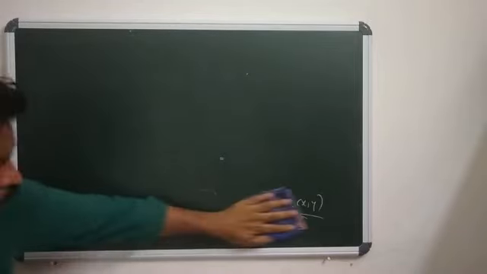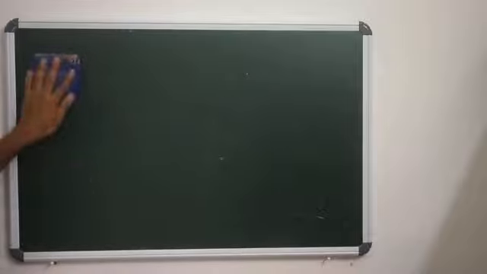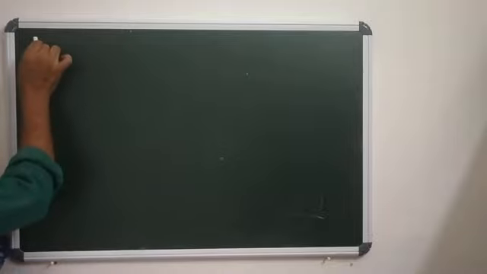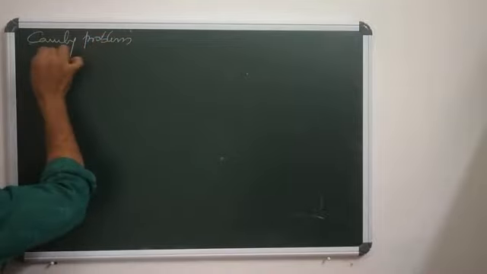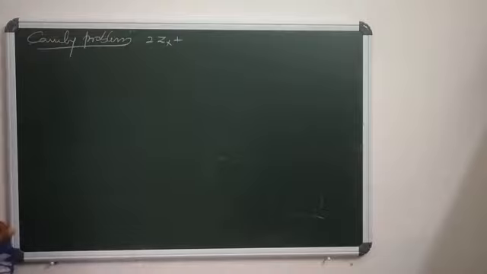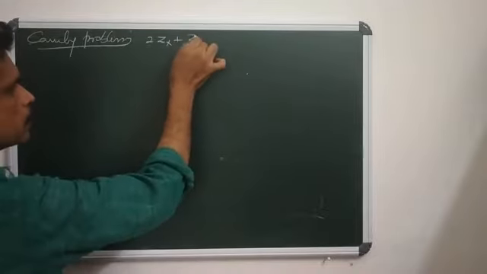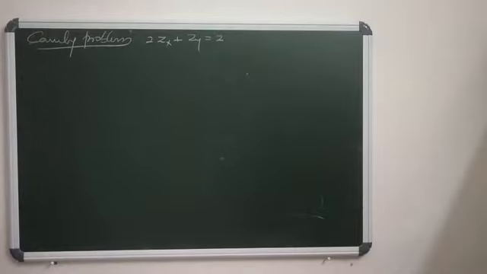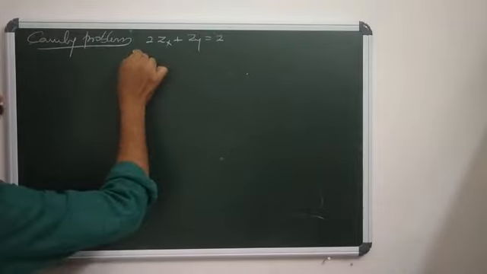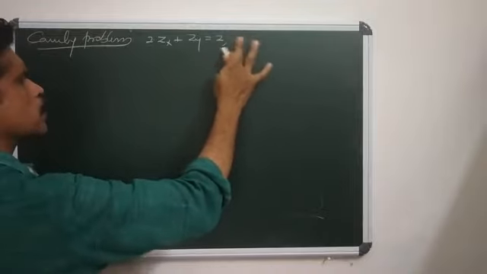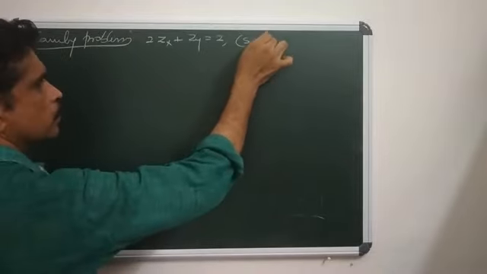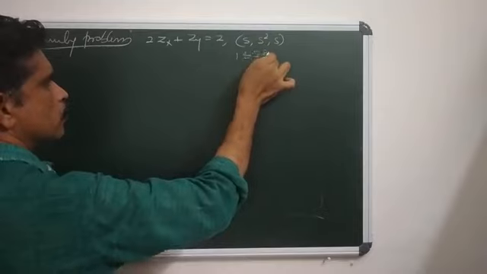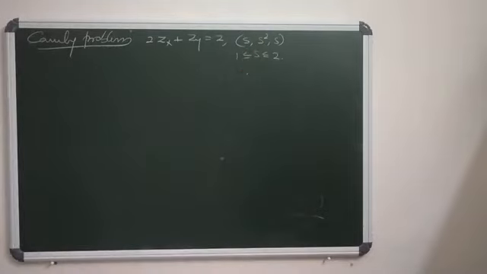Now, consider another one. Solve the Cauchy problem: 2 into zx plus zy equals h, using the initial condition x naught equals s, y naught equals s square, and z naught equals s, that is, it is passing through (s, s square, s), where s ranges from 1 to 2.